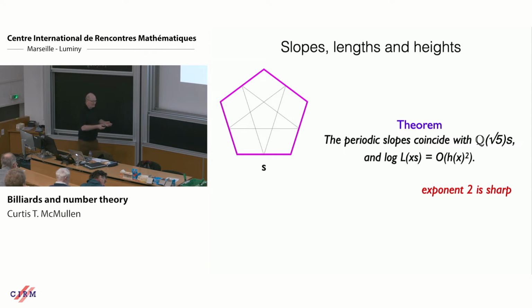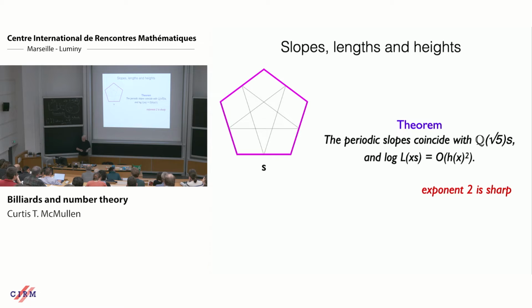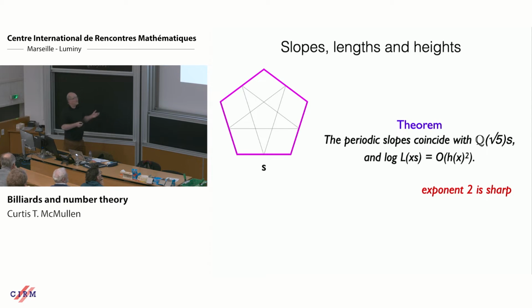It's sort of the number of digits you need to write down what the slope is. So if you have a slope that you can write down in 5 digits, then its length might be 10 to the 25. If it's 10 digits, its length might be 10 to the 100. So this exponent turns out to be sharp. So that's the situation for the slopes in a pentagon, and we see this very sharp transition to added complexity.